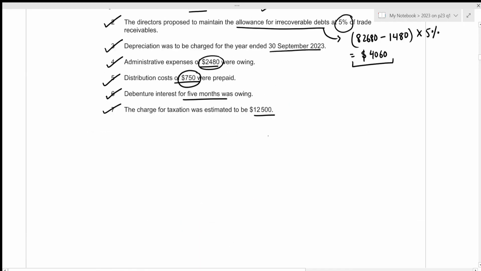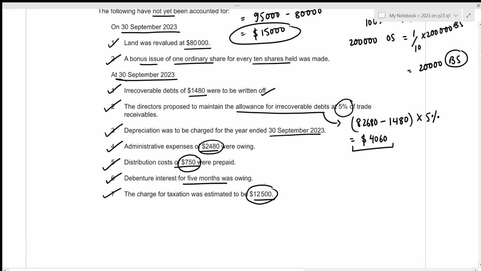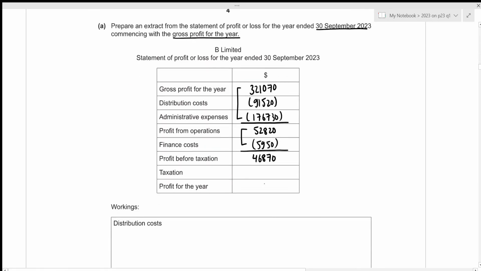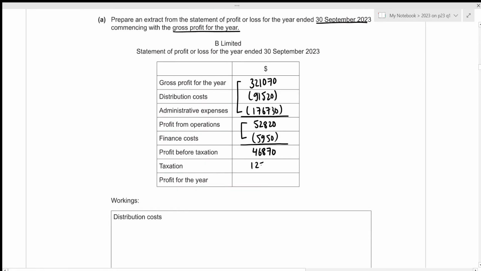Then the amount for taxation was also given, which was 12,500. Let's subtract it. And our profit for the year will be the sum of these two amounts. So that's 46,870 minus 12,500, which results in 34,370. That is all for the statement of profit or loss for the year ended 30 September 2023.